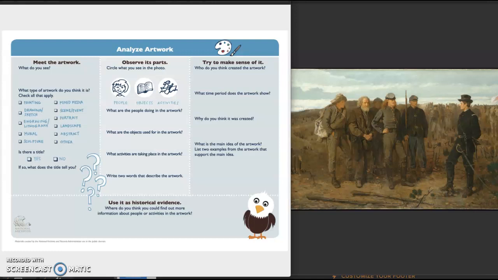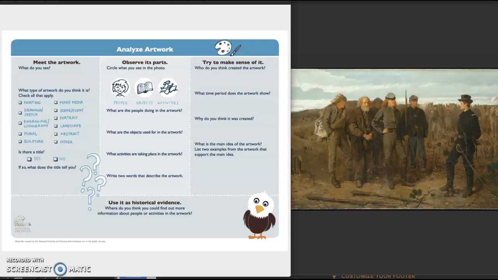And then use historical evidence. Where do you think you could find out more information about the people or activities in this artwork? We do have the National Archives. You can even go into some art history painting websites to get more information. As we know, it's from Winslow Homer. You can also look into his life and see what reasons he would have had to do this painting.